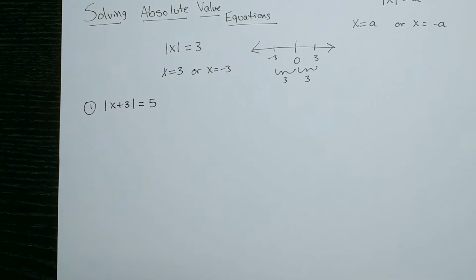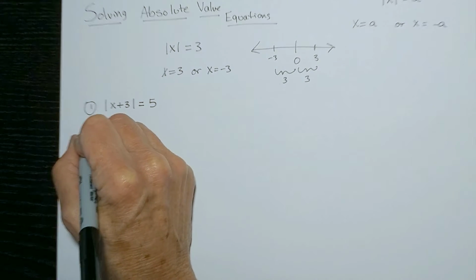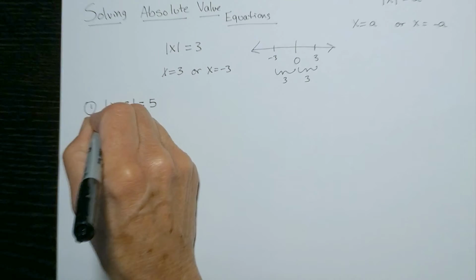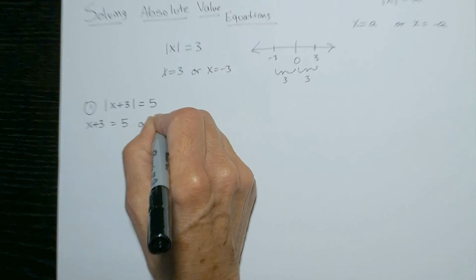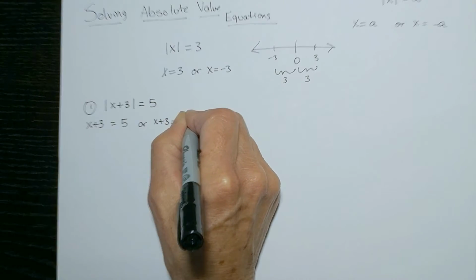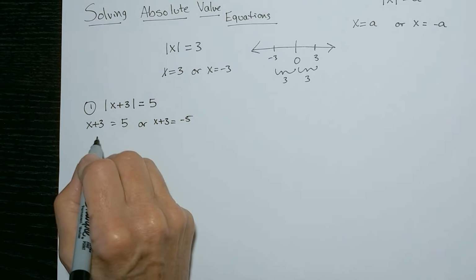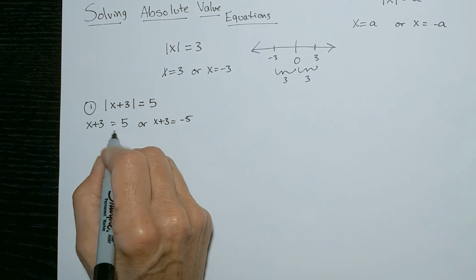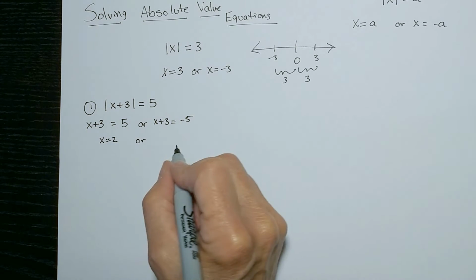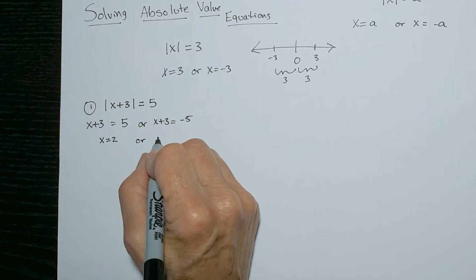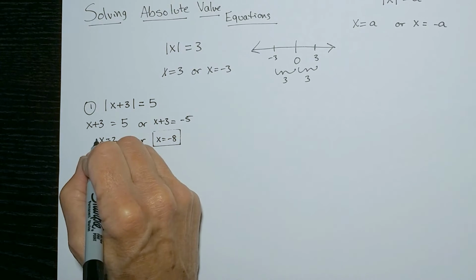So when I remove the absolute value signs, I set up these two equations. So this will be x plus 3 is equal to 5, or this is true when x plus 3 is equal to the opposite of 5. Then you solve each of these equations for x to get your final answers. On this equation, I'll just simply subtract 3 from both sides, and I'll get x is equal to 2. Over here, I will subtract 3 from both sides, and I'll get this is true when x is equal to -8. These are the two answers that I get here.